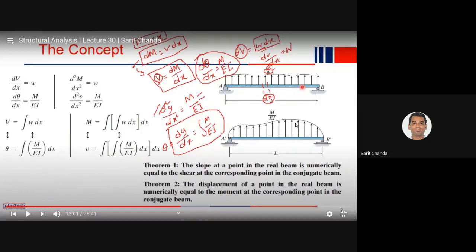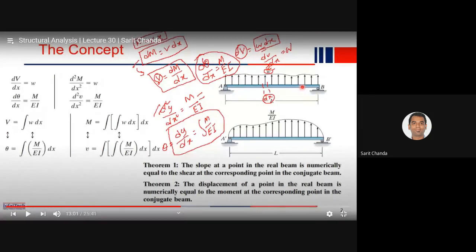Last class we solved it in detail. Anyway, in this problem also we will do it. The M by EI diagram of the real beam is the loading of the conjugate beam. In the real beam you have the W loading, but in the conjugate beam you have the M by EI diagram itself. And then the supports will also change. If it is a fixed support in the real beam, then in the conjugate beam it will be a free support. That we'll see in the next slide.